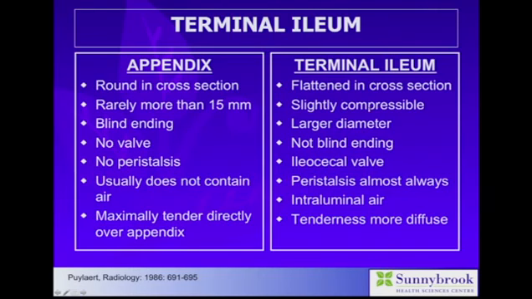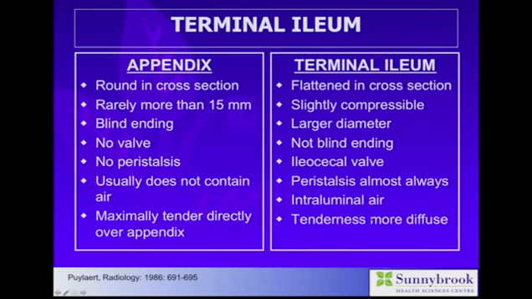When abnormal, the terminal ileum will still maintain some degree of compressibility. It may not be completely compressible, but it will be slightly deformable to probe pressure. The diameter of the abnormal ileum is larger than the abnormal appendix. It's not a blind-ending structure. We must use the ileocecal valve to ensure that we're scanning the terminal ileum. Even when it's abnormal, there will almost always be some preservation of peristalsis, even if markedly diminished. The amount of air will be decreased, but there will be some air present, unlike appendicitis, which usually does not contain air.